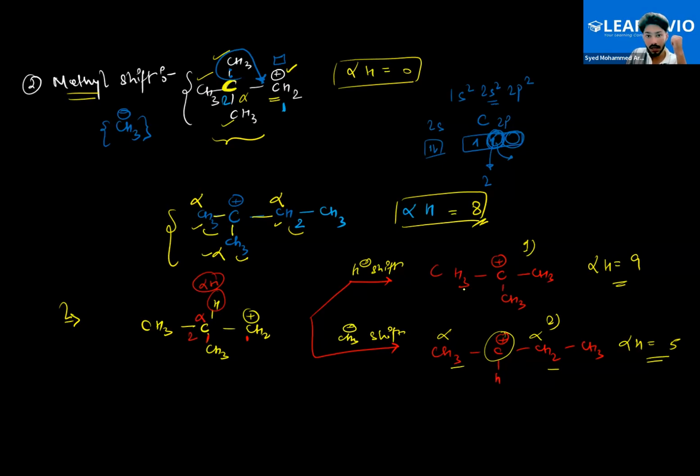And what about beta carbon? The beta carbon is the carbon which is present next to the alpha carbon. So this is the beta carbon. You are also counting the beta carbon, but this is not the case. You just need to count the alpha carbon hydrogens. Getting my point?